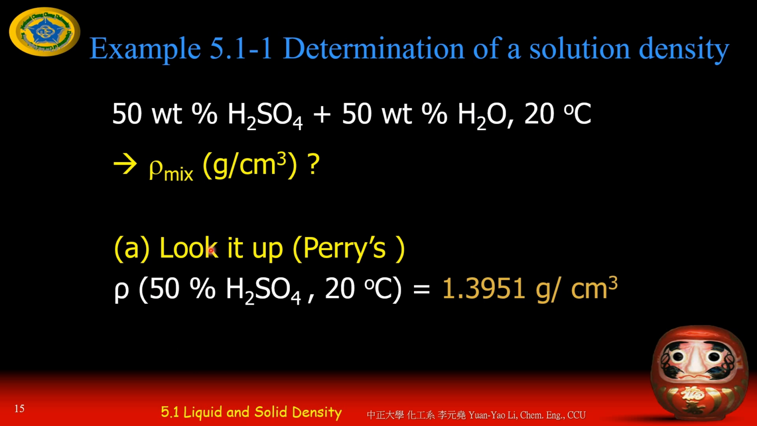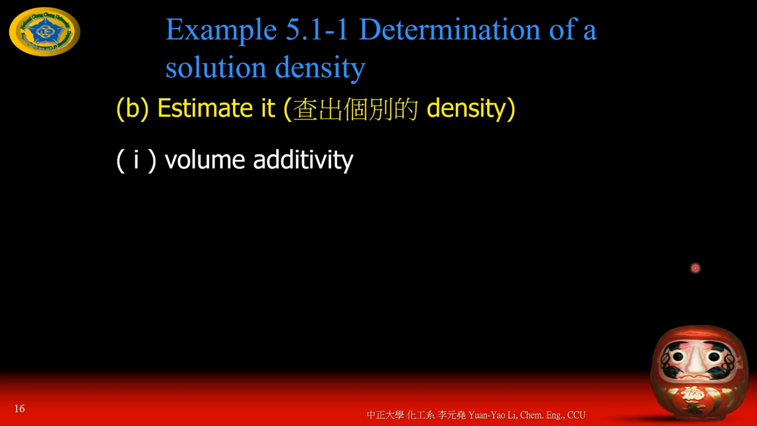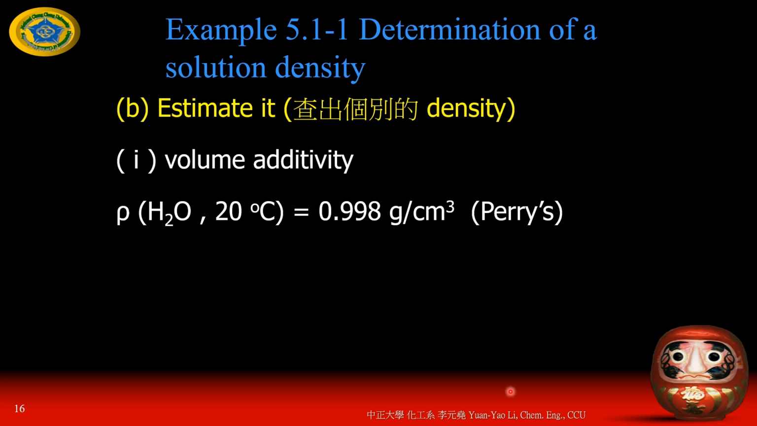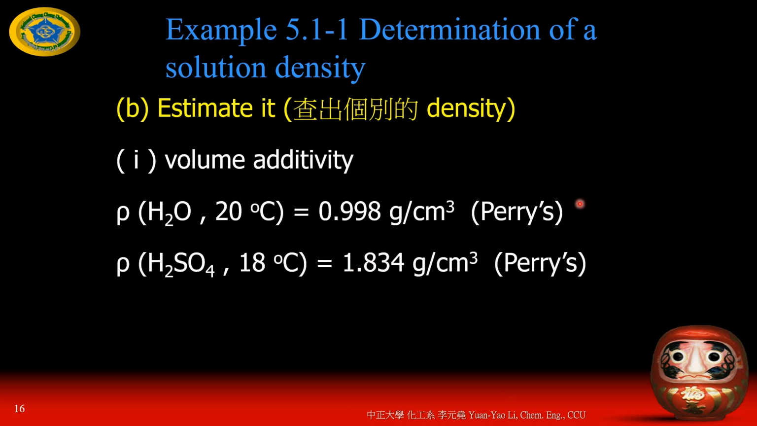If you check the Perry's Chemical Engineers' Handbook, somebody already gave you the answer, which is 1.3951 grams per cubic meter. You get this answer from the book. However, if you use two different equations, you can get two different answers. First, you find the density of the water at 20 Celsius from the handbook, as well as the H2SO4 at 18 Celsius. You cannot find exactly 20, okay?